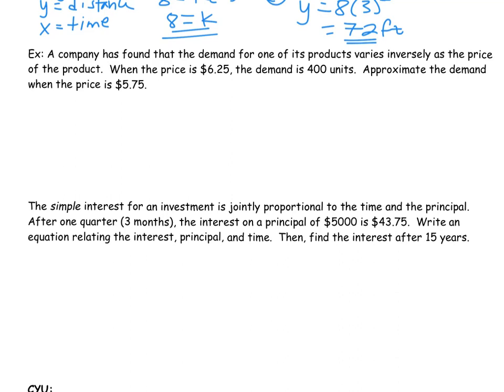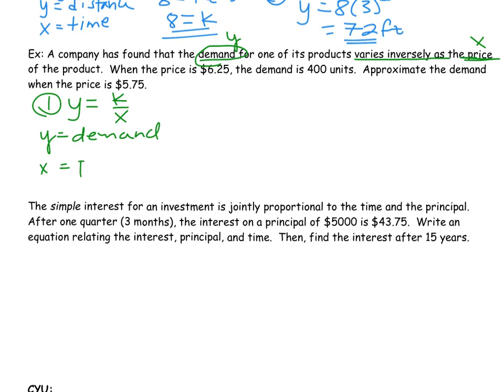It says that the product varies inversely as the price. So the demand for the product is our output, varies inversely as the price, which is our input. But this means we're going to have y equals k over x for inverse variation. Y means the demand of whatever the product is, and x means the price of that product. So just trying to figure out what our variables represent.